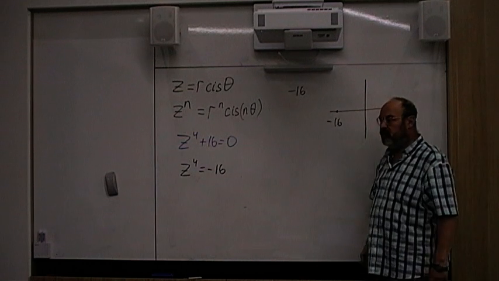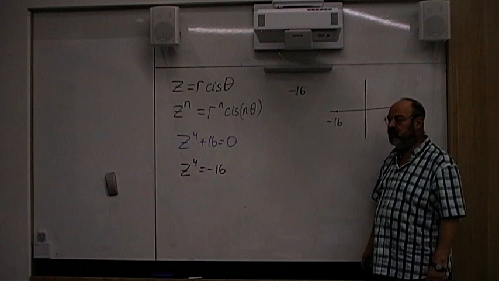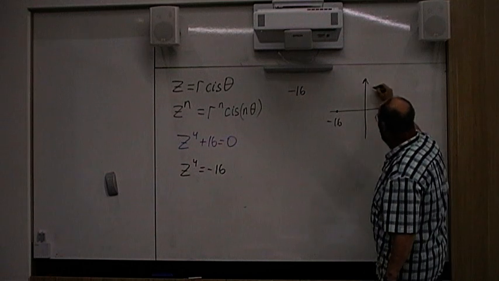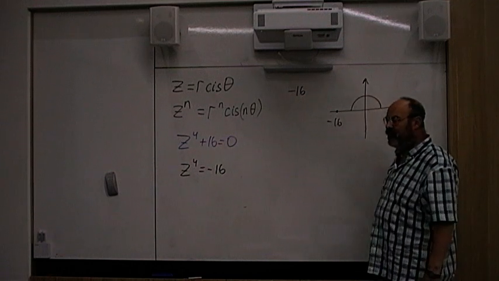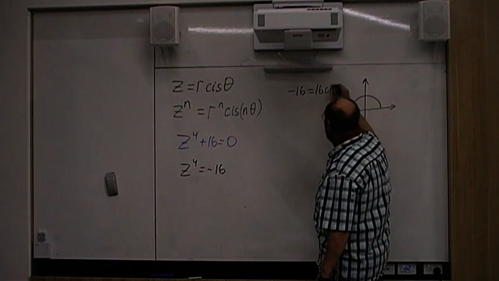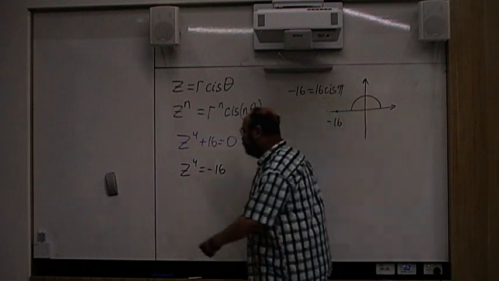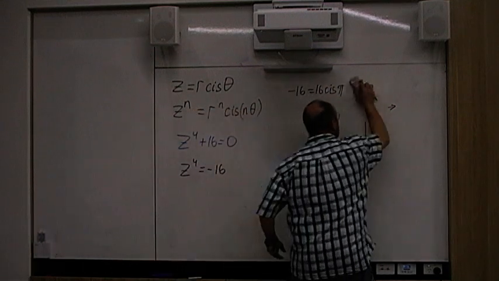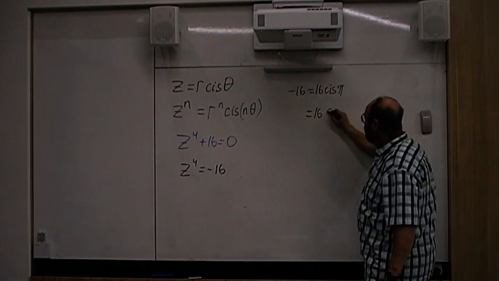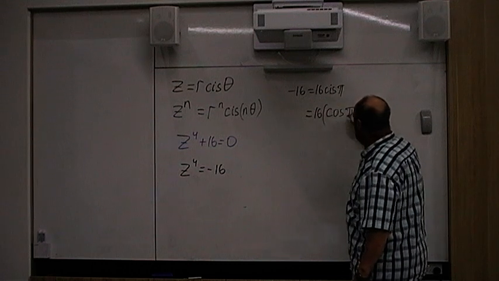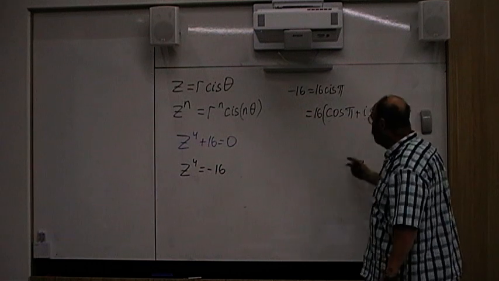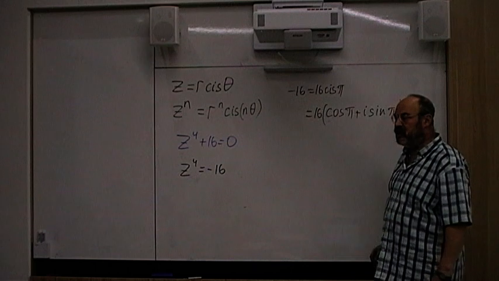So what will the modulus be? 16. And what the angle? Angle, we measure from here. Angle will be pi. So negative 16 equals 16 cis pi. Because if you substitute here, what is cis? It's cos pi plus i sin pi. Sin pi is 0, cos pi is negative 1, we get negative 16.